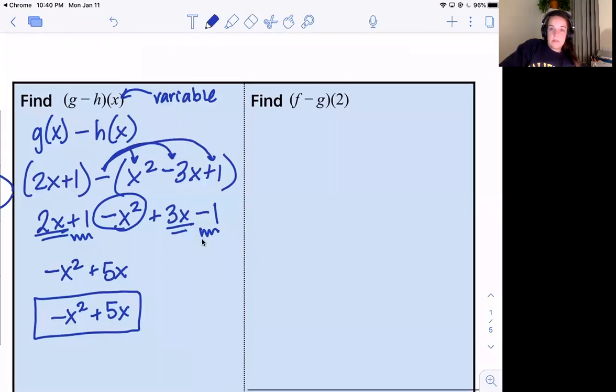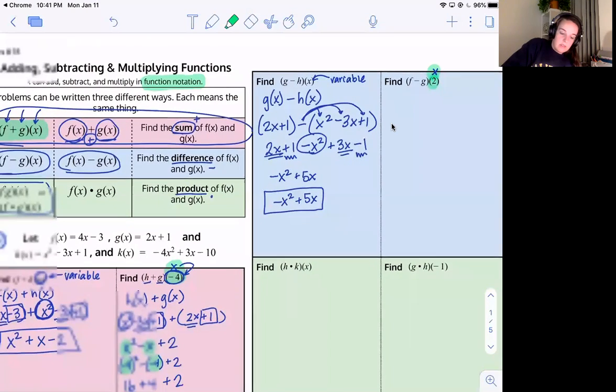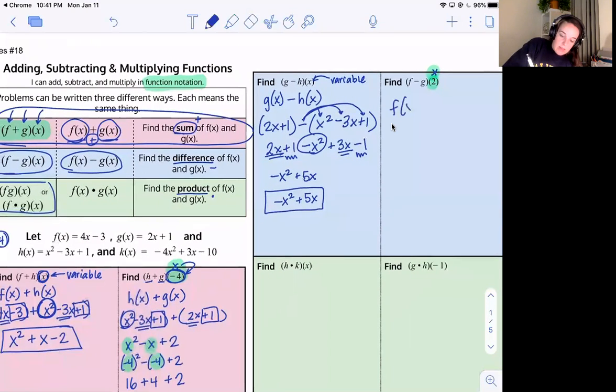Now in this next one, we see again, instead of x, we have 2. So we know at the end, we're going to plug in 2. But first we need to combine our functions. So f minus g of 2. So f is, let's see, this would be f of x minus g of x. So f of x is 4x minus 3. We're subtracting g of x, which is 2x plus 1.